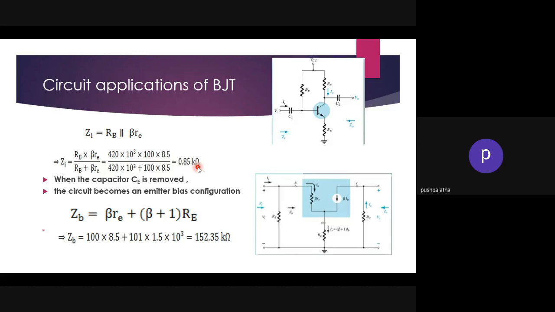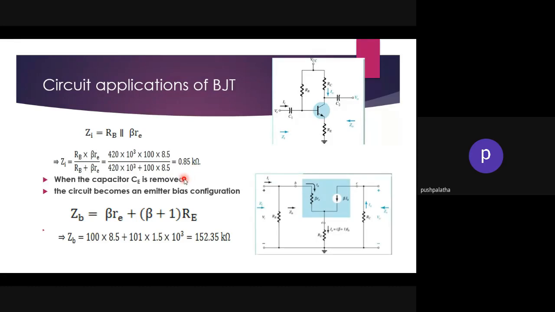Now we will see, this is actually with the capacitor, right? ZA equals 0.85. Now what is the question? When CE is removed, what will be the input impedance? Whether it will increase, double, or significantly increase. In all the options they had given only increasing. So this is with capacitor, and I have got the value as 0.85 kilo ohms.